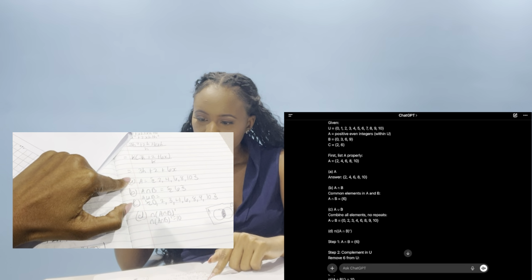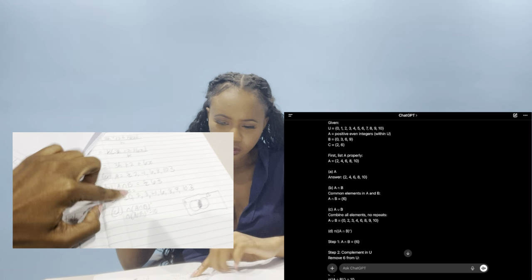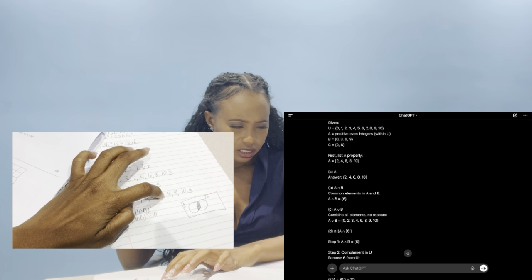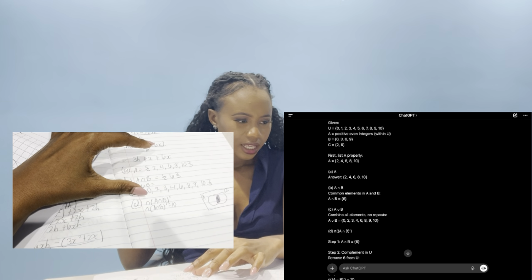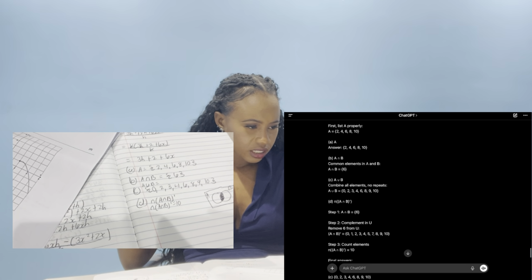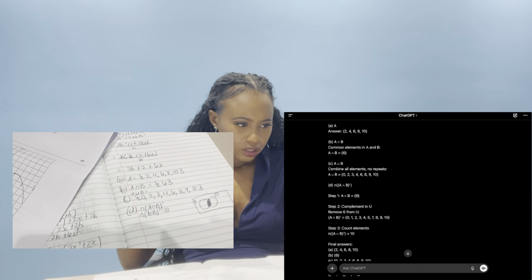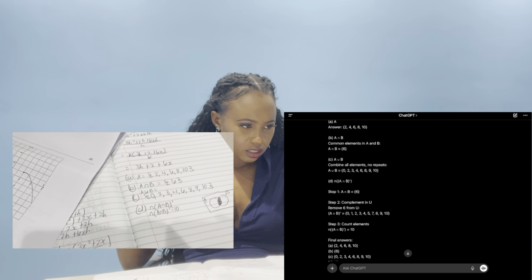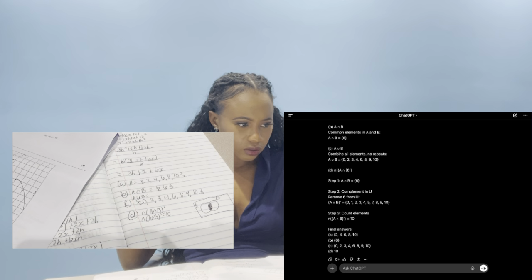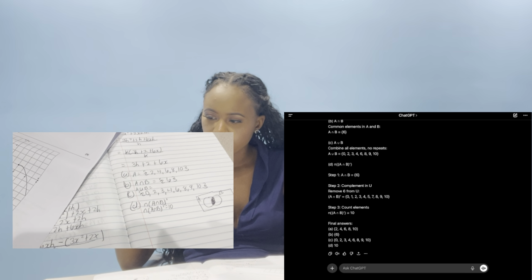Okay, so A, we got this right. B, we got this right. Now what's C? Combine all elements, no repeats. So 0, 2, 3, 4, 6, 8, 9, 10. We got that right. And then D. So step 1, A intersection B equals 6. So complement in U, so remove 6 from U. So our answer is 0, 1, 2, 3, 4, 5, 6, 7, 8, 9, 10. So count those elements, that's 10. So the number of A intersection B complement is 10. Okay?